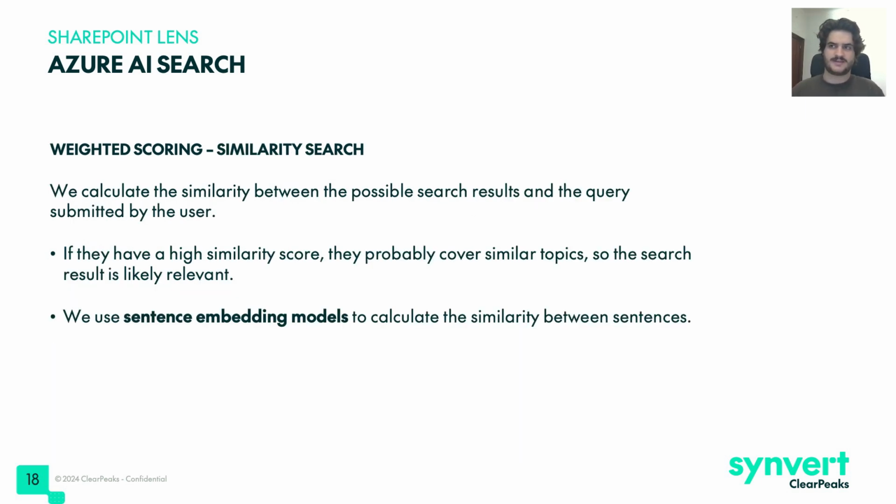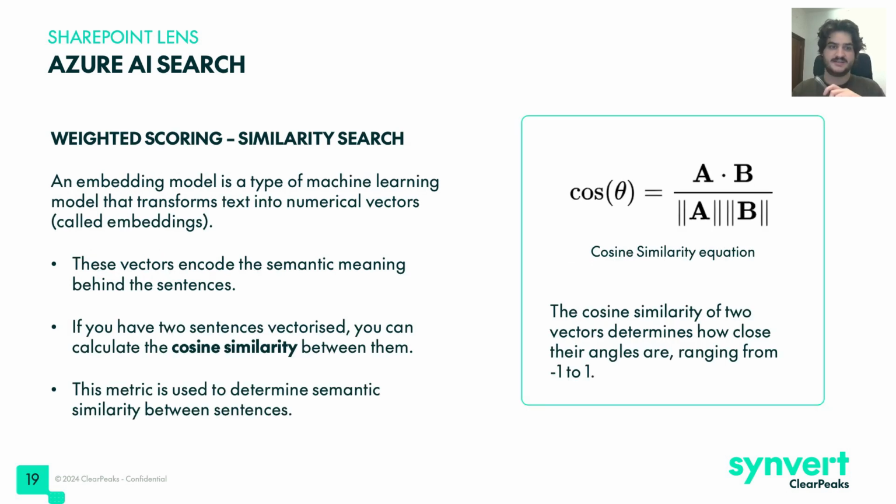The second metric is a bit more complicated, and it uses similarity metrics. So it compares the similarity between one sentence and another. The idea behind it is that if the content of a document is similar to the question that you submitted, it means that it probably covers similar topics, and probably the document is relevant to answering your question. We calculate the similarity using sentence embedding models, and these are machine learning models that are used to turn plain text into numerical vectors.